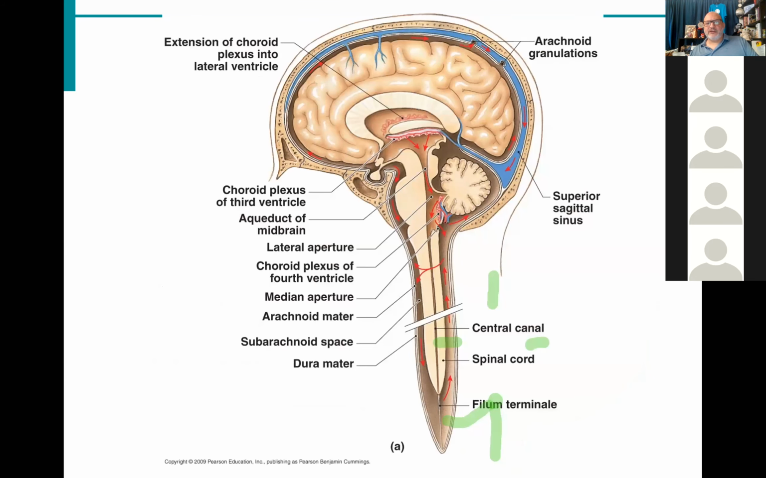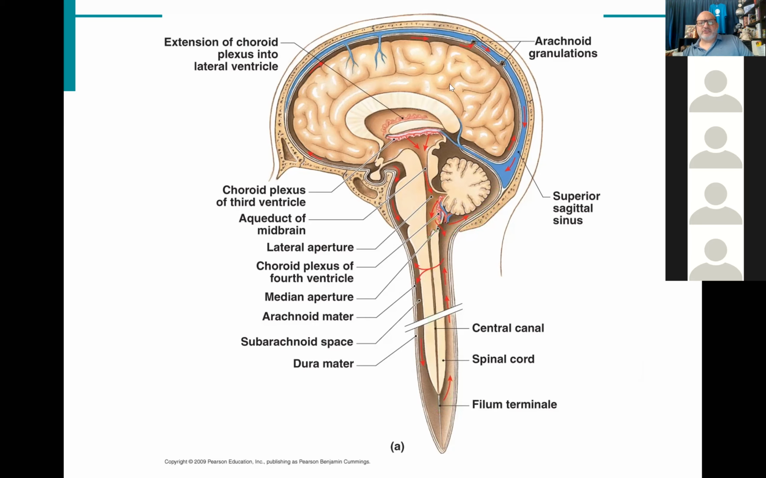Notice if we go here, they show those as well. Notice we can see the central canal traveling through the spinal cord, and notice coming out the bottom into the subarachnoid space. Here's our median aperture to the back below the cerebellum into the subarachnoid space. And they put an arrow here where a little dot would be going out to the side that would come into the space above the cerebellum.